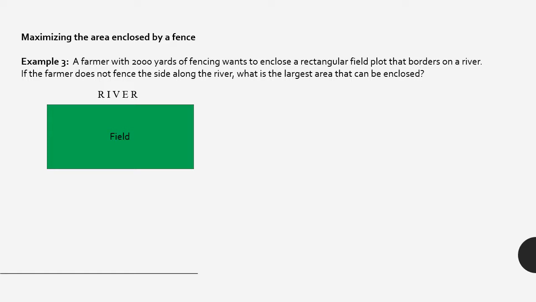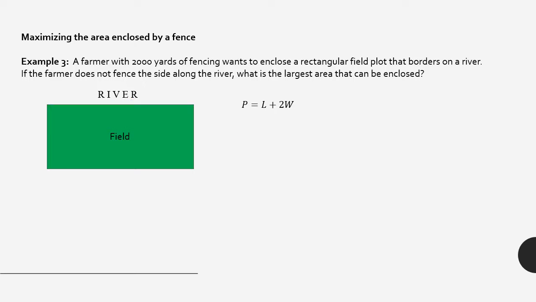Okay, in this example, we want to maximize the area enclosed by a fence. So a farmer with 2,000 yards of fencing wants to enclose a rectangular field plot that borders on a river. If the farmer does not fence the side along the river, what is the largest area that can be enclosed? Okay, so the river is up here, so this is the section that does not need the fencing.